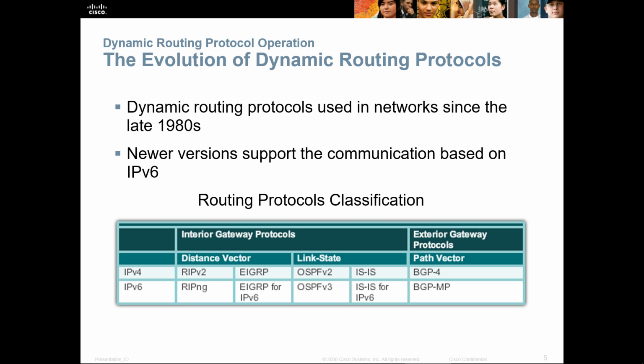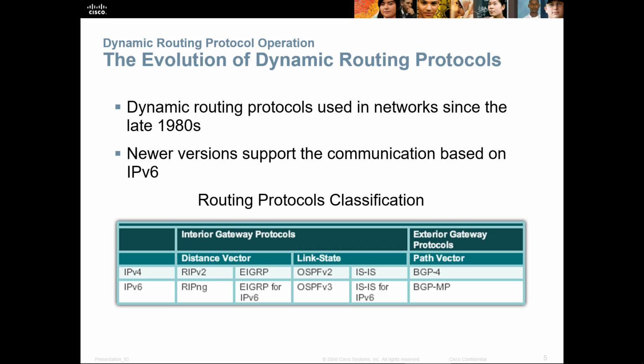Dynamic routing protocols have been here since the 80s. Now we have different versions and different types. At the CCNA level, we focus heavily on distance vector and link state. At the CCNP, the professional level, we start bringing in BGP. So for our IPv4 distance vector, we look at RIP and EIGRP. For IPv4 link state, we look at OSPF and ISIS.